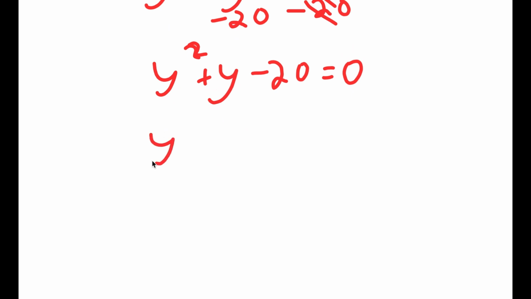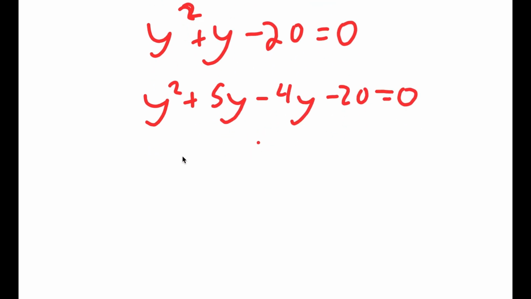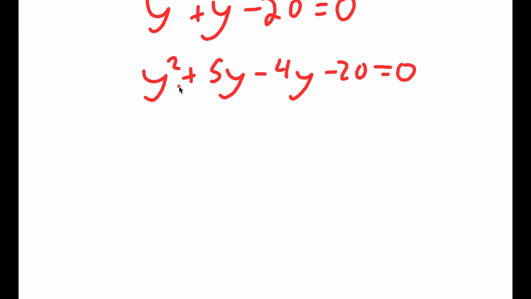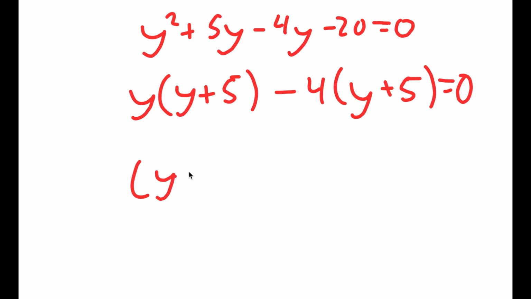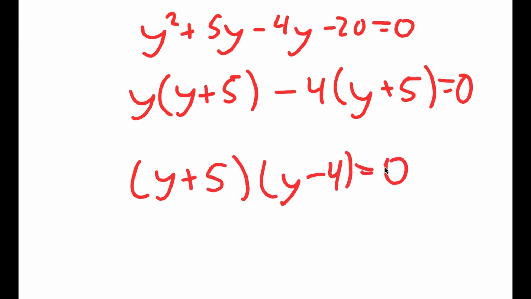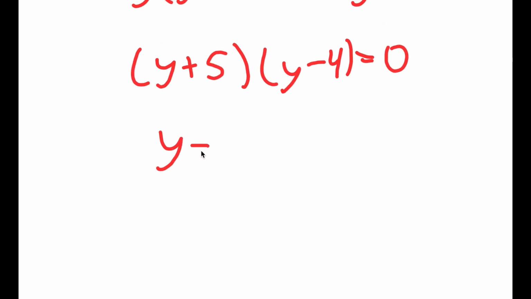Now I'm going to rewrite y here as 5y minus 4y. And I'm going to factor this by grouping. So first, from y squared plus 5y, I can factor out y, so I get y times y plus 5. And from negative 4y minus 20, I can factor out negative 4, so I get negative 4 times y plus 5. Now if I factor out y plus 5 from this, I get y plus 5 times y minus 4 is equal to 0, meaning y is equal to negative 5 and y is equal to 4.